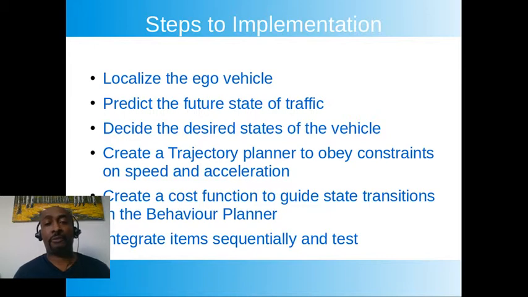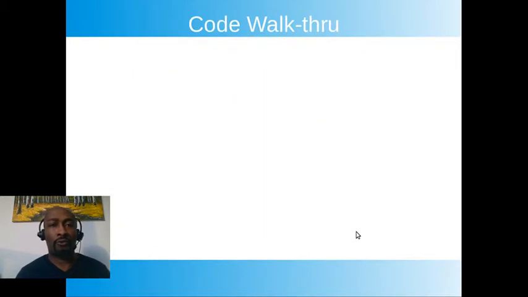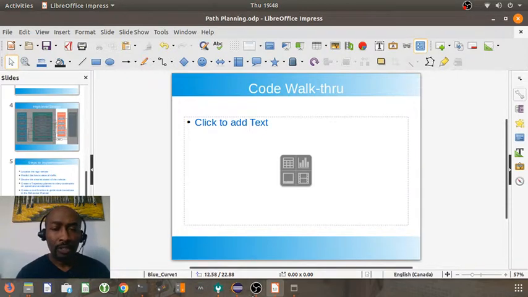Then you create a trajectory planner to obey the constraints on speed and acceleration. Then you're going to create a cost function to guide state transitions in the behavior planner. Now, basically, you will compose your behavior planner, and then you're going to integrate these items sequentially. As you go through this process, you don't want to build out every single thing and then test it all together, because then it's hard to figure out which part is at fault. So you integrate them sequentially until you have your full path planner implemented.